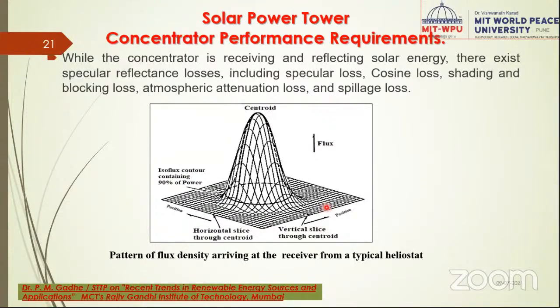Sun shape error means that the solar radiation that we get on the earth is not collimated, or it is not straight rays. The rays that we get on the earth's surface are in the form of a cone, making 32 minutes of angle when they come to the earth. So due to the sun shape error, we are not getting a single point, we are getting a conical form of reflected rays. So the intensity is not maximum everywhere, but we get the maximum at the center, and as we move away from the center, the intensity goes on reducing.